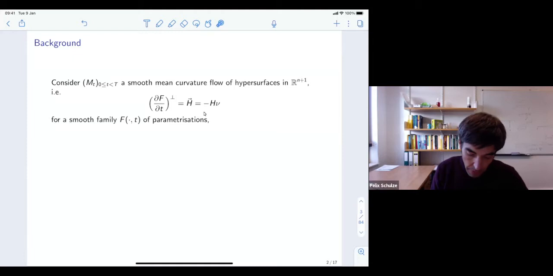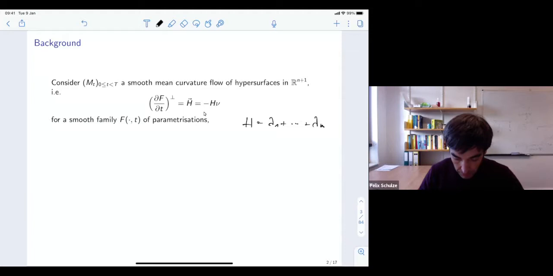if you take the speed of the evolution, the normal part, yeah? And if that is equal to the mean curvature vector. Since we're in codimension one, we can say this is the scalar mean curvature times a choice of unit normal. Yeah? And what is the mean curvature? The mean curvature here is just, in our convention, the sum of the principal curvatures. So it's the trace of the second fundamental form. Yeah?